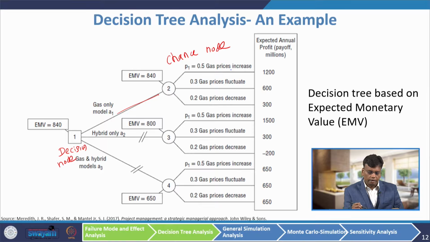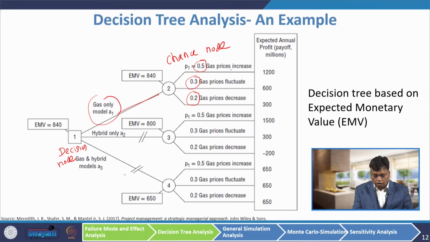So, what do we have to see? We have to see the consequences of this action if the gas price is increasing or decreasing or fluctuating. Similarly, if the company goes for hybrid only, there are three possible market conditions. The gas price may increase or fluctuate or decrease. So, there are probabilities attached to each chance event. There is a 50% chance gas price will increase. There is a 30% chance gas price fluctuates. There is a 20% chance the gas price decreases.